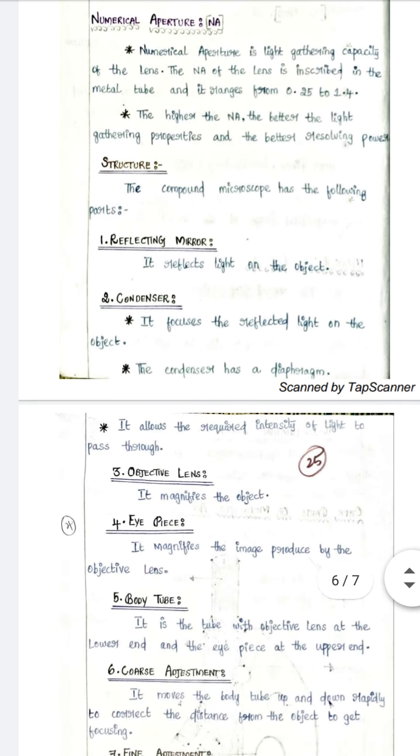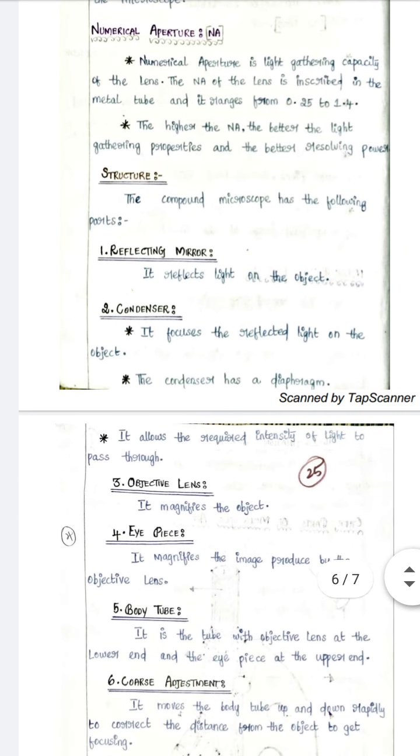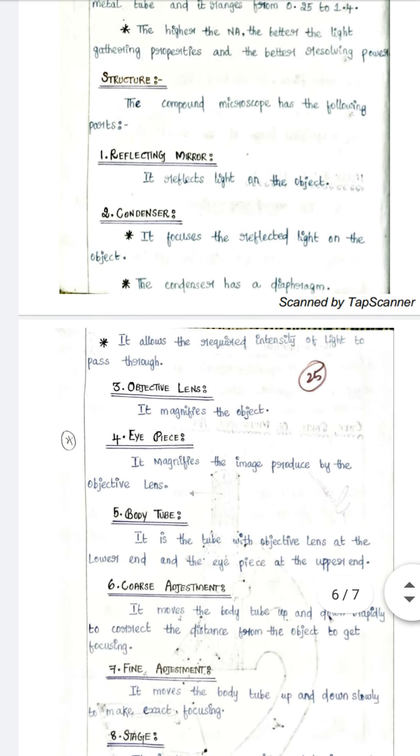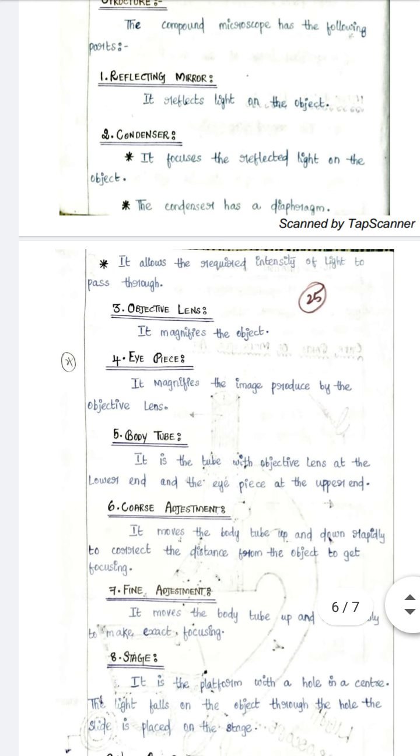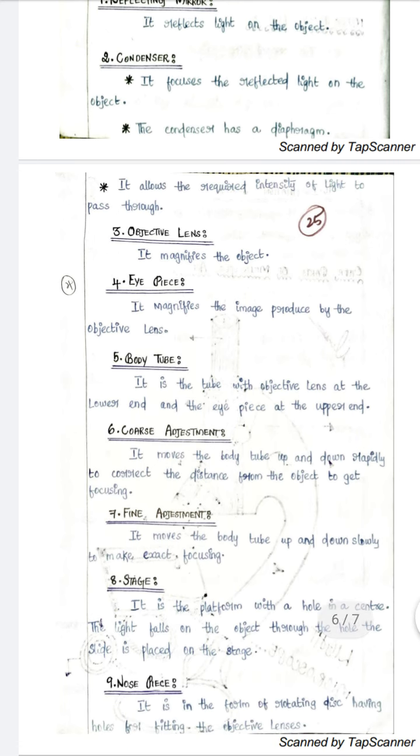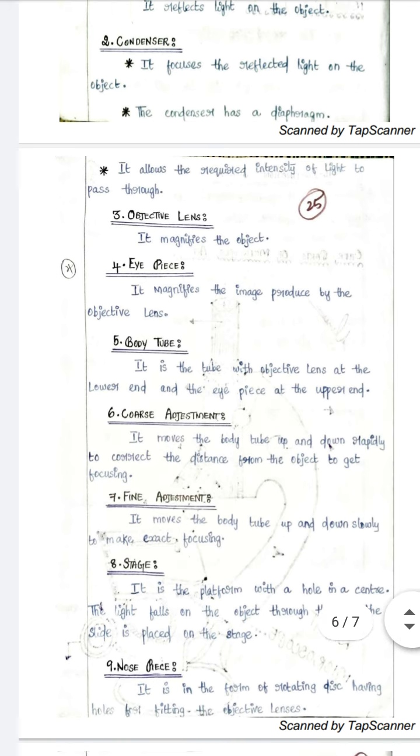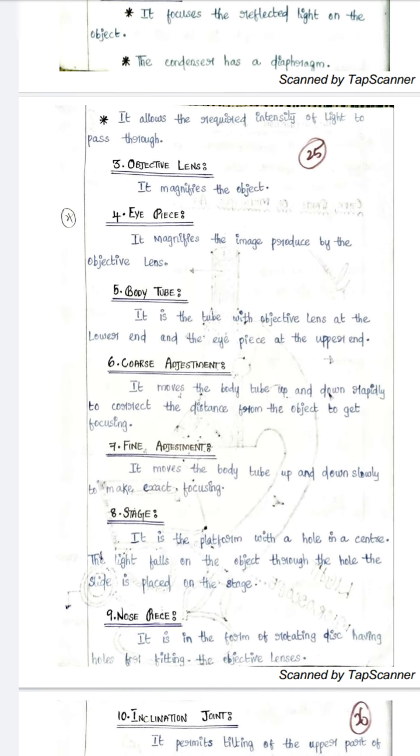So this is the structure; we will simply discuss the structure. We have a reflecting mirror. It reflects light on the object. Condenser: it focuses the reflected light on the object. The condenser has a diaphragm. It allows the required intensity of light to pass through. The objective lens magnifies the object. The eyepiece magnifies the image produced by the objective lens.